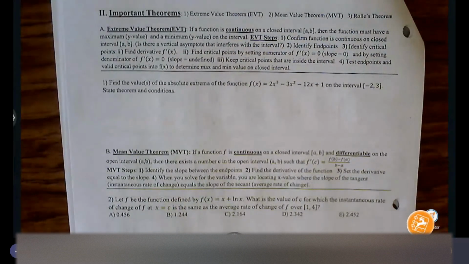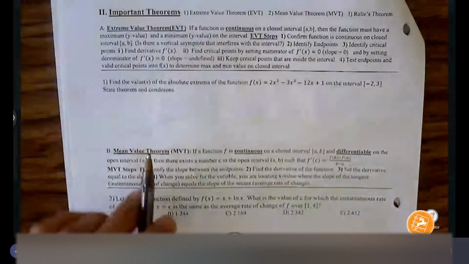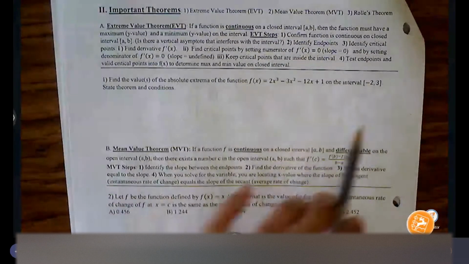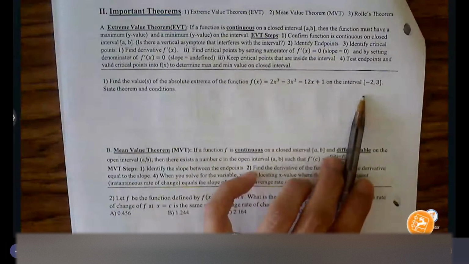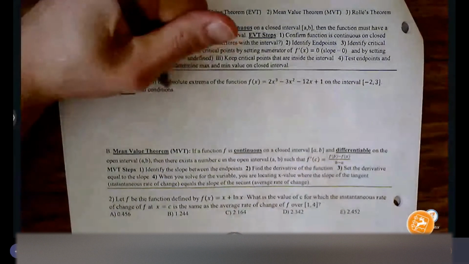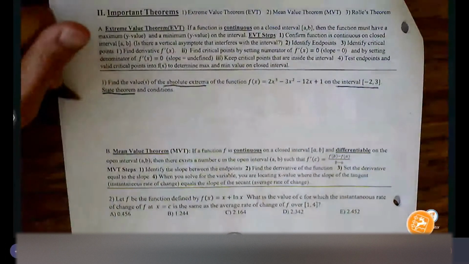but we're just going to jump into number 1 now that I've gone through it from a visual perspective. All right, so find the values of the absolute extrema of the function. We have a polynomial on the closed interval from -2 to 3. State theorem and conditions. Well, we know that the theorem for absolute extrema on the closed interval is the extreme value theorem.